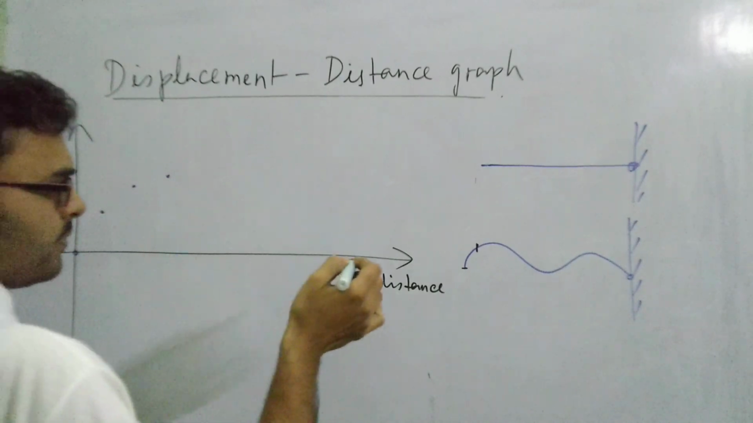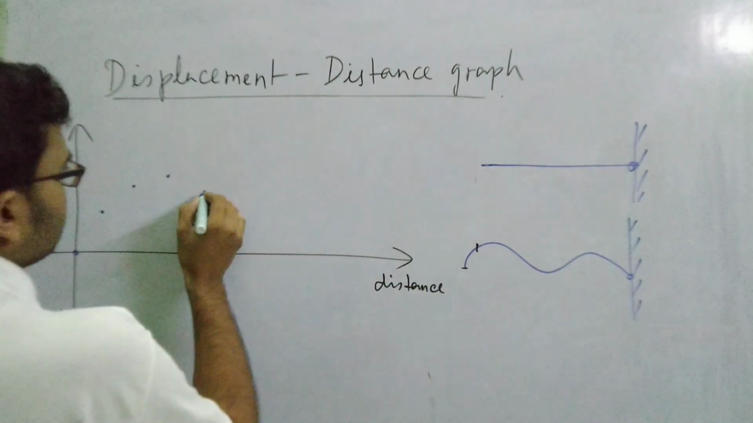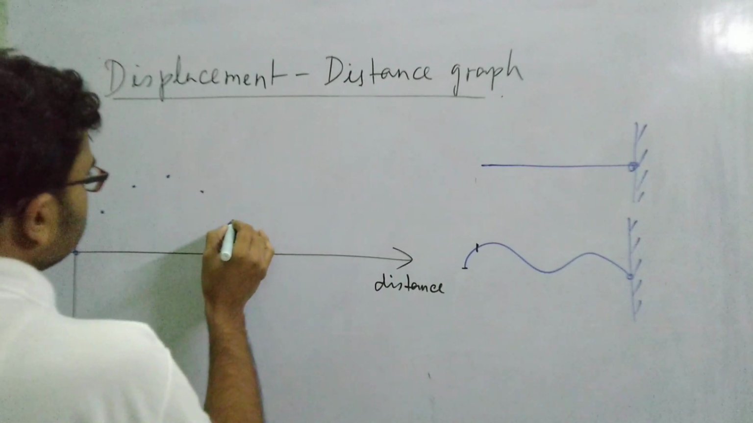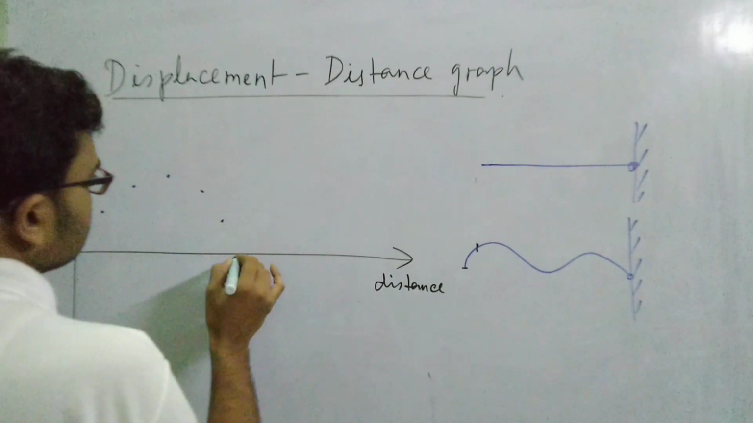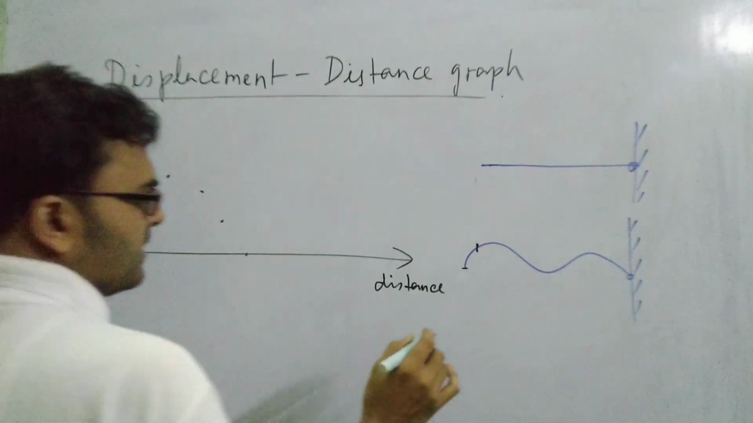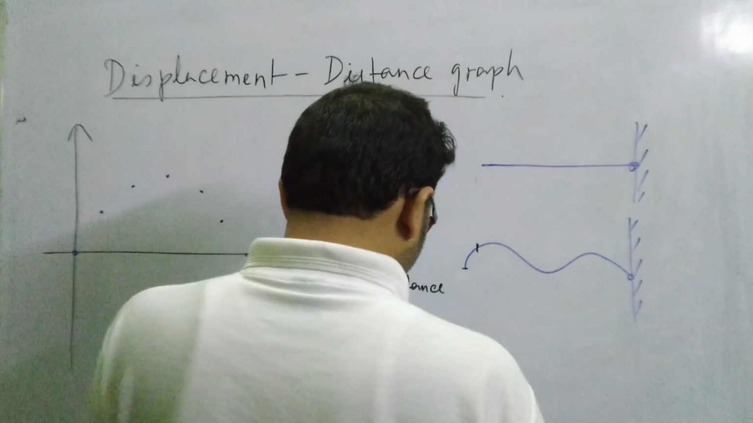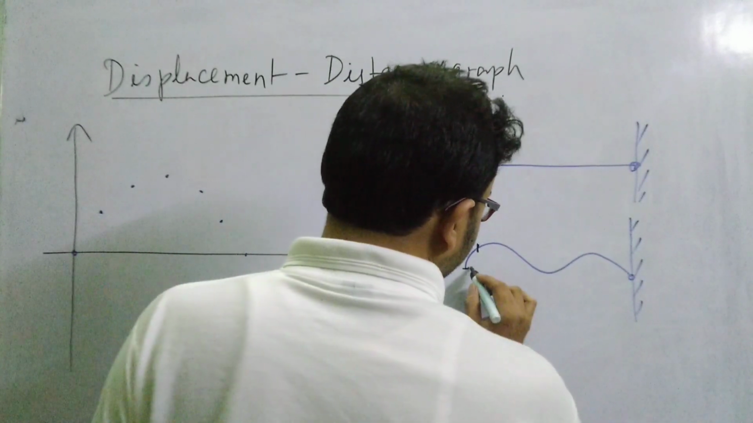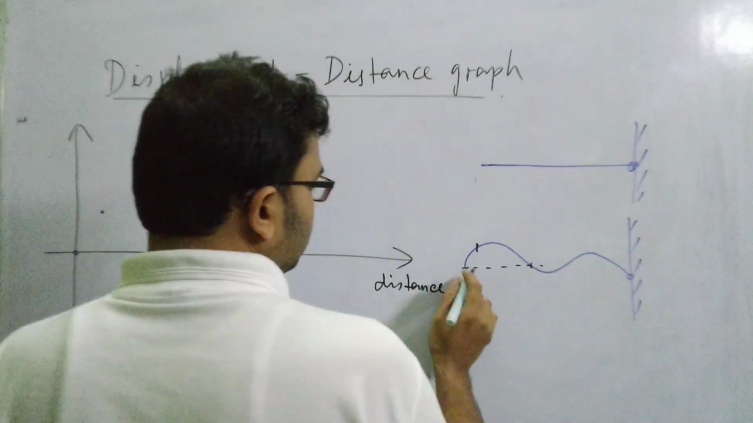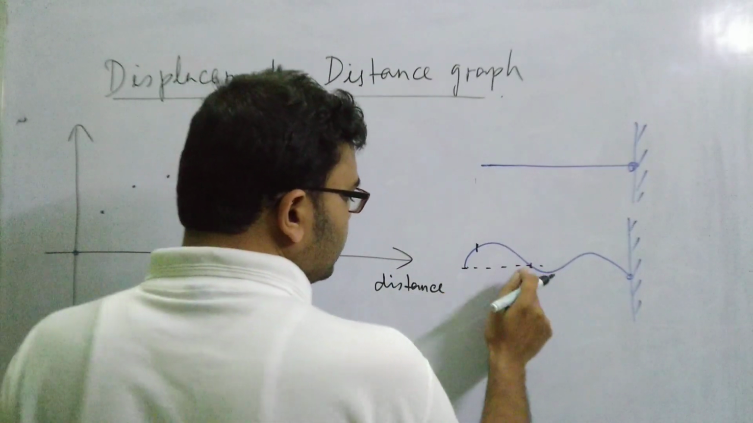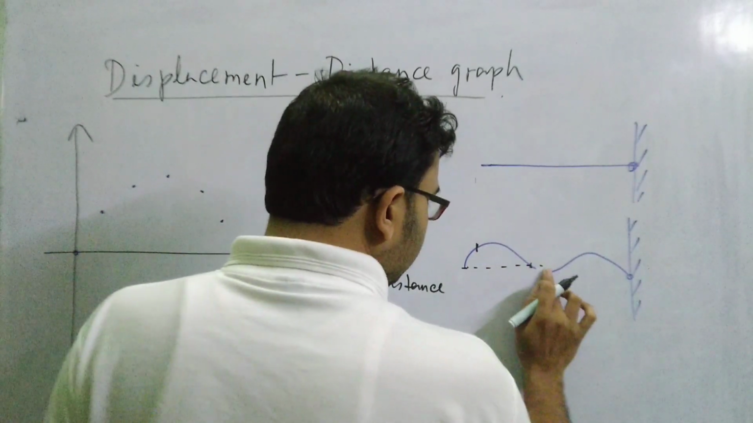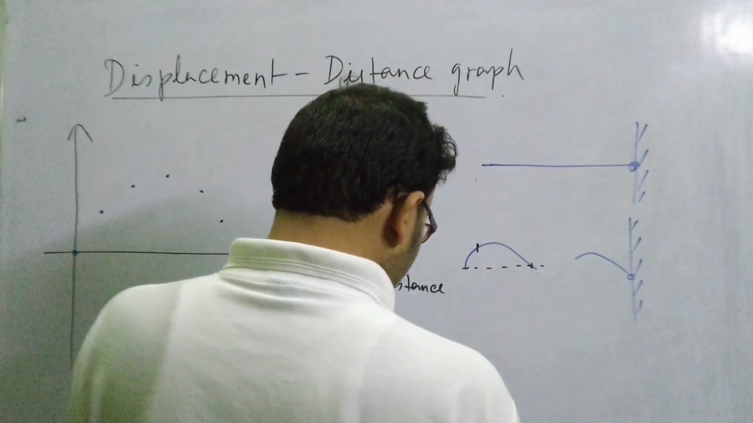Then if we progress further, there will be the next particle at a certain displacement from the mean position like this, then another like this, and then again we come to a point where, if we consider this point, say this one, this point is again at a certain distance from the point where we are holding it, and if you see that point on the rope or string, it is again at the mean position.